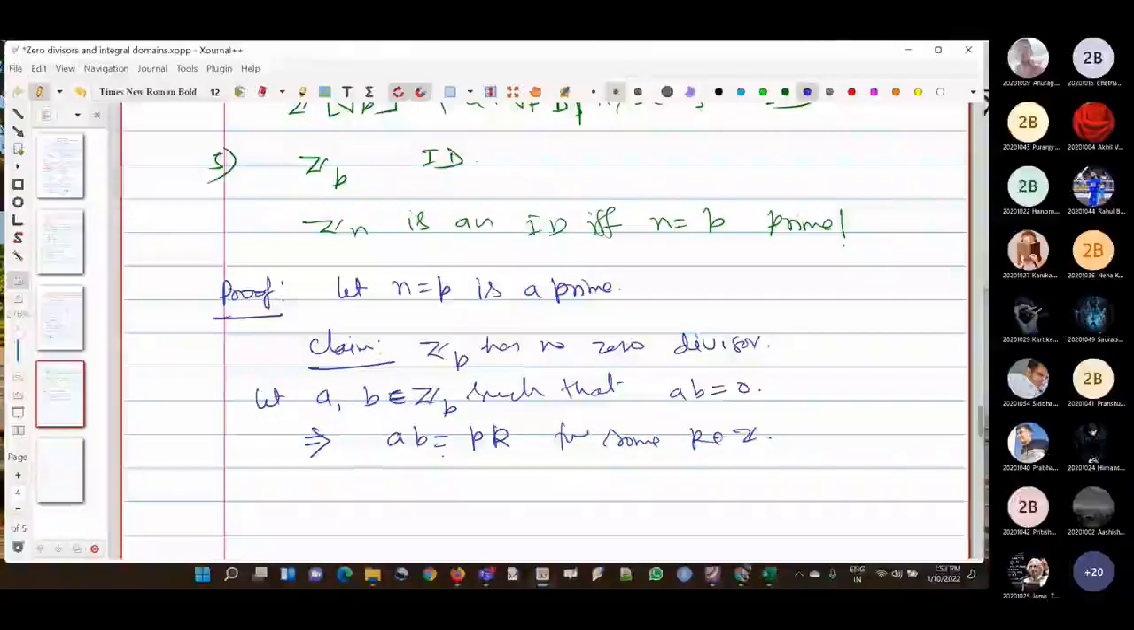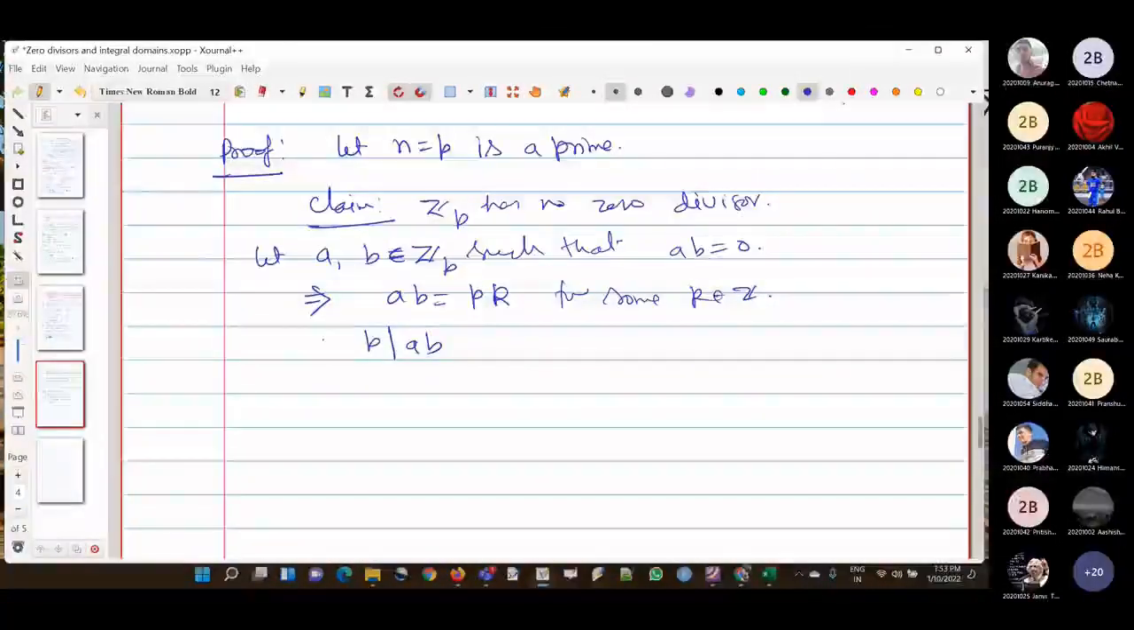Okay. So it means what? It means that p divides ab. Now again, since p divides ab, there may be two possibilities: either p divides a or p divides b. If p divides a, this means that a is a multiple of p. P divides a, so a is a multiple of p, all right?